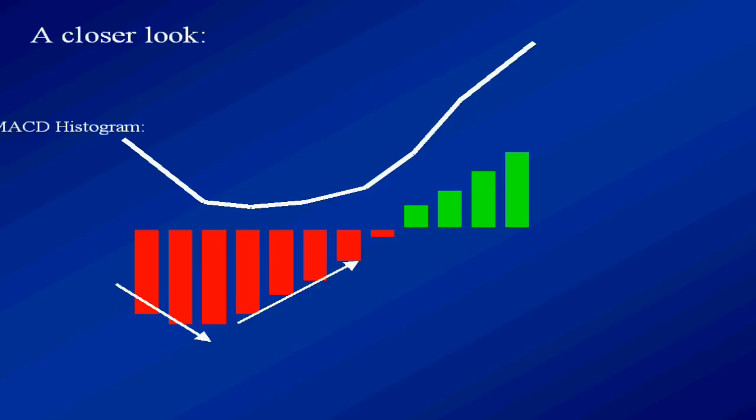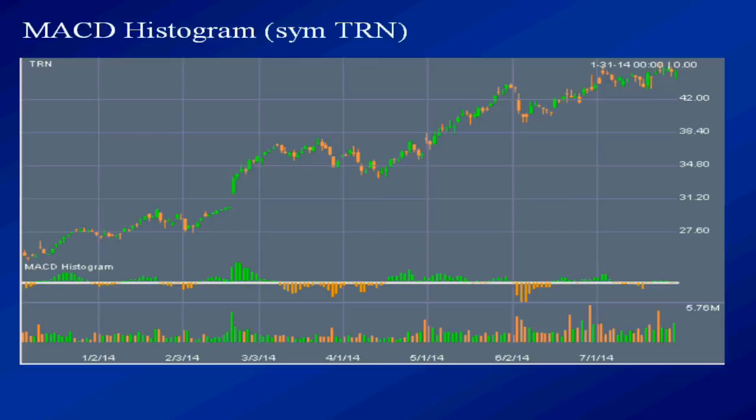MACD histogram can be very powerful if used correctly, and I'm going to show you how it would be used correctly in this example. This is a chart of a stock called TRN. The MACD histogram shown there, I'm showing every place where the green bars get increasingly stronger, which would indicate a good setup, a good entry point to buy the stock.